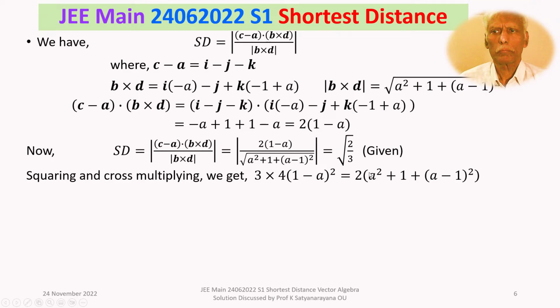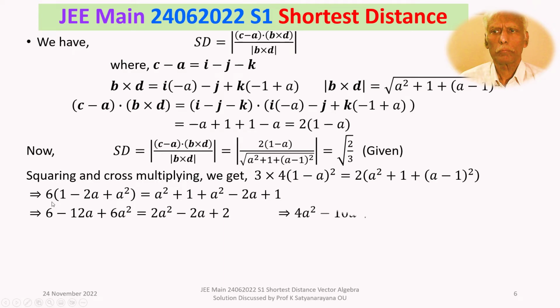So 2 cancels, and this implies 6(1 - a)² is equal to a² + 1 + (a - 1)², where (a - 1)² is a² - 2a + 1. Further simplification: 6 - 12a + 6a² equals 2a² - 2a + 2. Send 2a² - 2a + 2 to the left-hand side. You will get 4a² - 10a + 4 = 0.